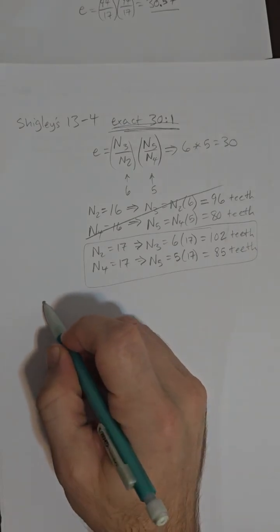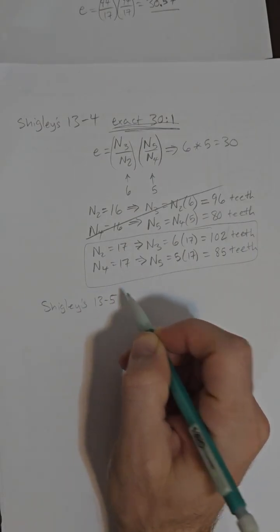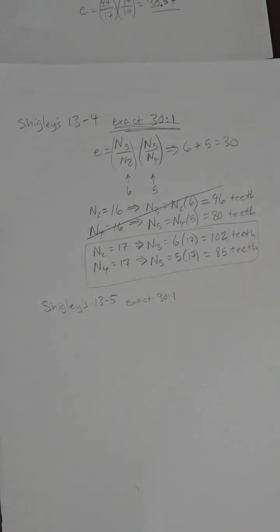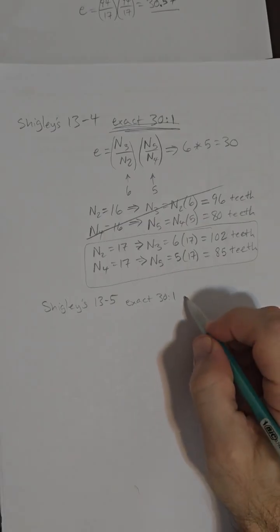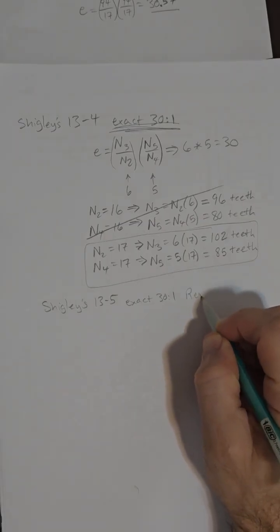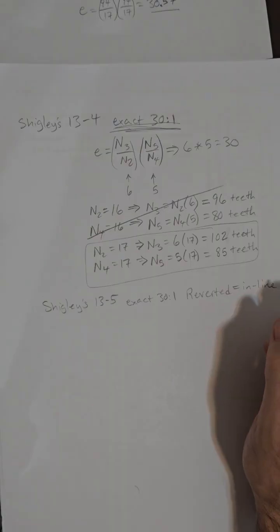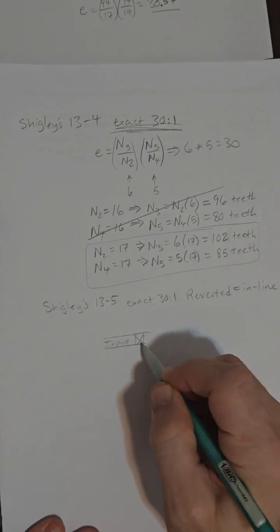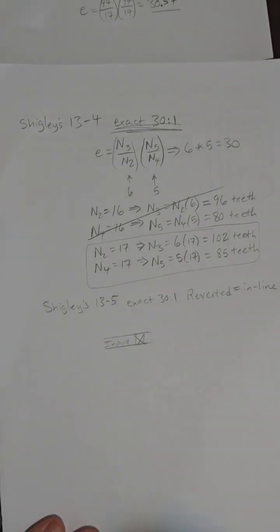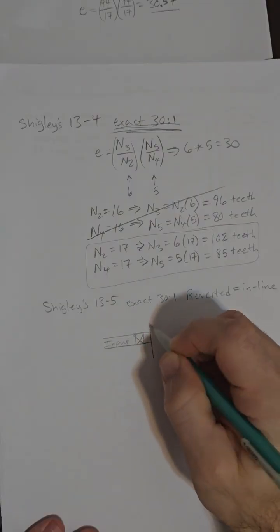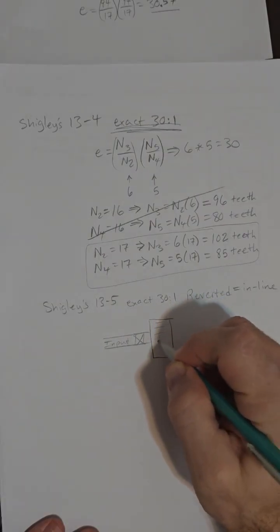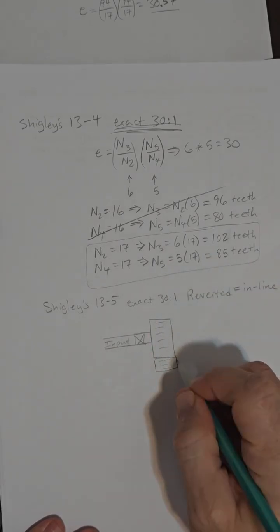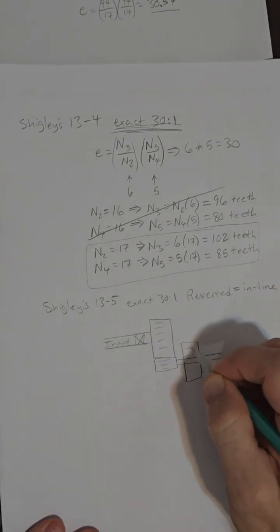Now in this example, Shigley's 13-5, we want to go one step further. We still need the exact 30 times increase in speed, but we also want to make the shafts reverted, or in line. What does that mean? It means I have input. In this case, again, this is weird because we're increasing the speed, not decreasing the speed. Nonetheless, we have a big input so we can increase the speed, and then a little output. Then we have a shaft.